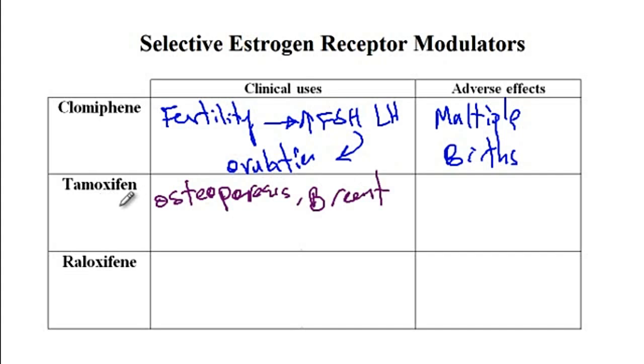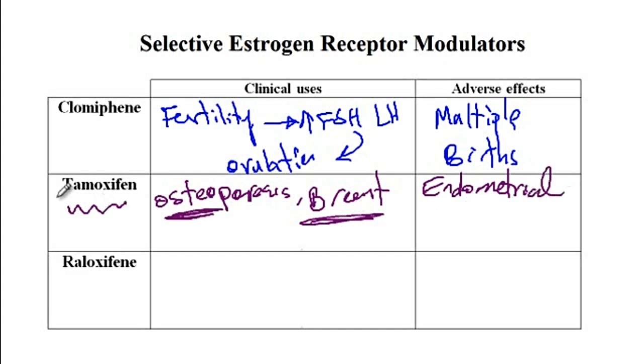And the way it works is that tamoxifen acts as an estrogen antagonist in the breast, and so it will prevent breast cancer, while it acts as an estrogen agonist inside the bones, so it will prevent osteoporosis. And then one important side effect of tamoxifen is endometrial carcinoma, and the reason for that is that tamoxifen also acts as a partial estrogen agonist in the endometrium, and so it increases the risk of endometrial carcinoma.